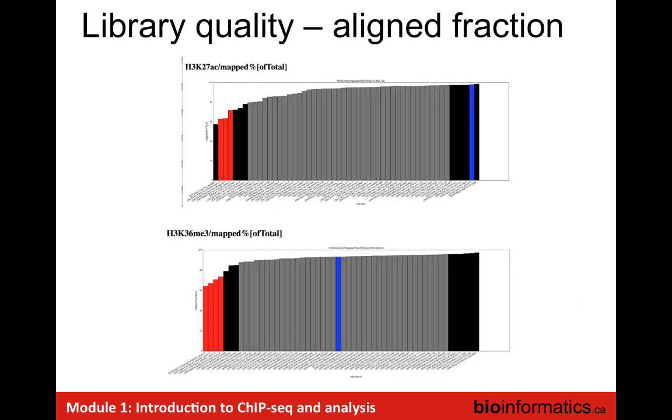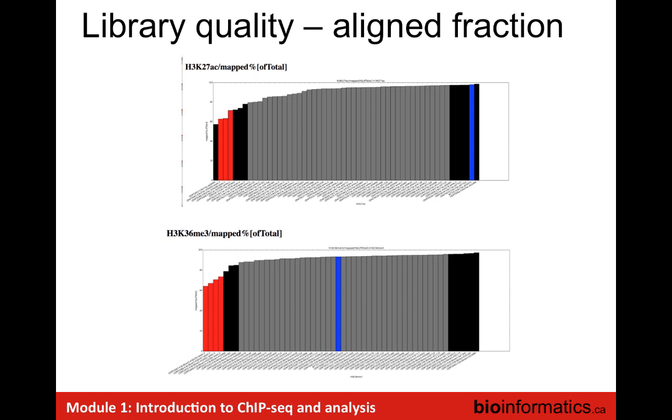We can also look at the library quality by looking at the aligned fraction. So how much of our reads do we align? And this is actually a screenshot from our production facility. Each one of these bars represents one ChIP-seq, and this is just a random set of ChIP-seq sequences. What we do is compare the aligned fraction of this experiment against all other experiments that we've run, and we say, well, does this fit within the distribution? This is around 90%.